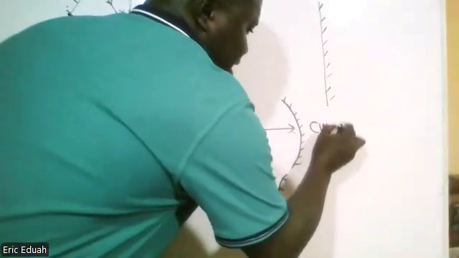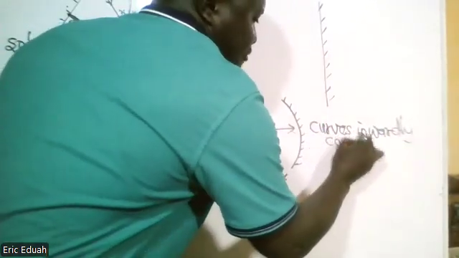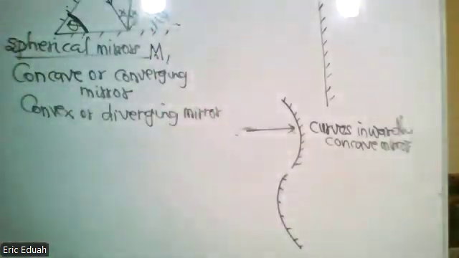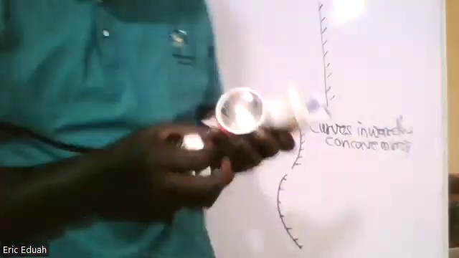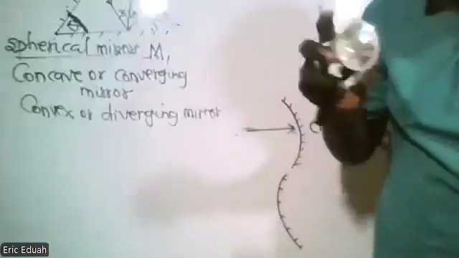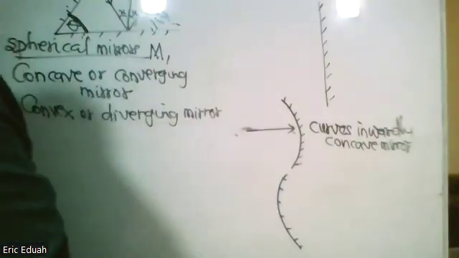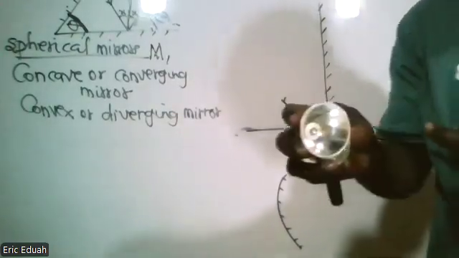So when it curves inwardly, we call this a concave mirror. All concave mirrors curve inwardly. I'll let you see where to find this kind of mirror. Let's just start. You see, this is a torchlight. The inner part of the torchlight, that inner thing which reflects light, curves inwardly. So this is an example of a concave mirror. The reflecting surface curves inwardly.